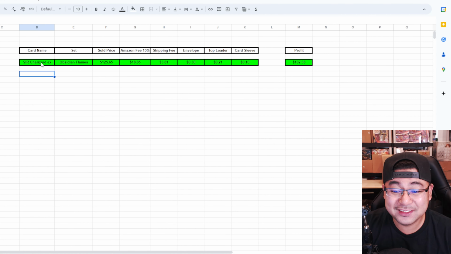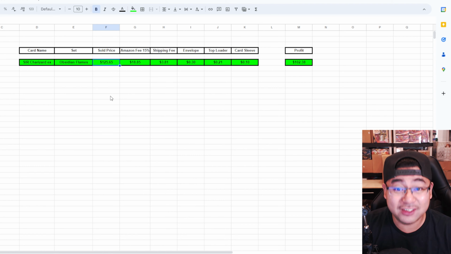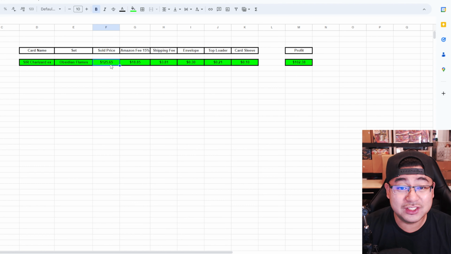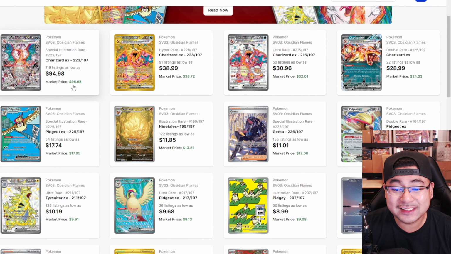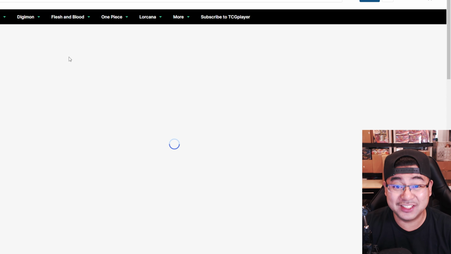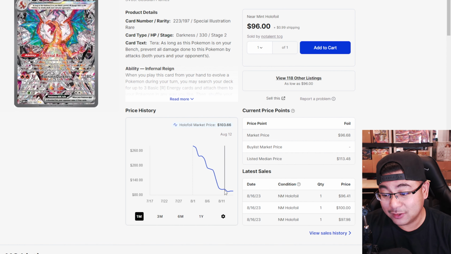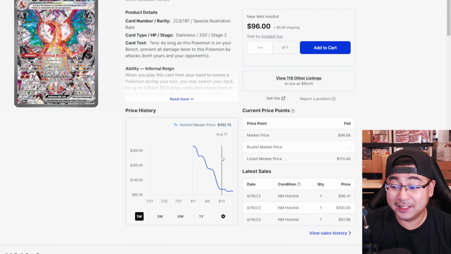Here it is. This is the Charizard EX, the special illustration rare card from Obsidian Flames. We sold it for $125.65. That is crazy, because if you look at TCGplayer, you will see the chart and the market price, which is right here at $96.68. It is going down. Okay guys, this card is definitely trending downwards. It looks like it's stabilizing a little bit, but it's still too early, I'm gonna be honest.